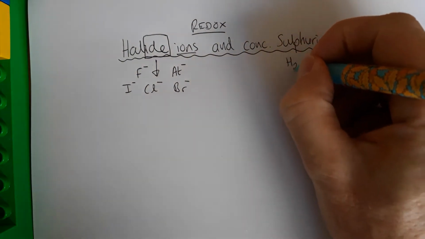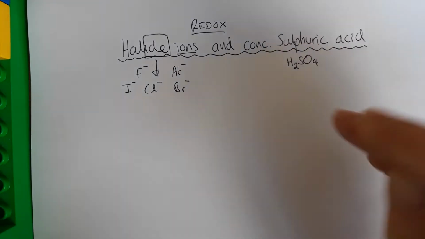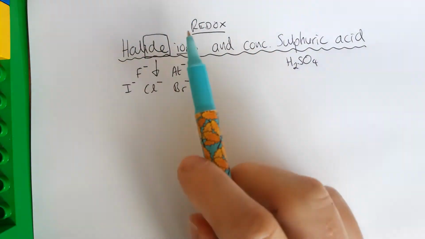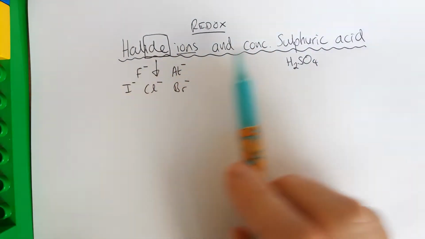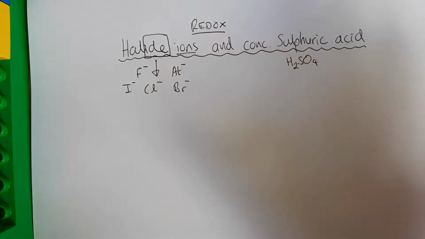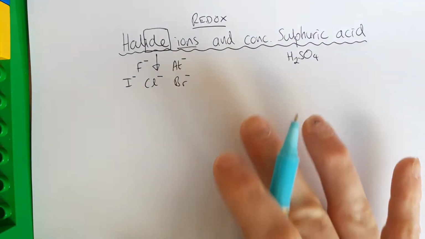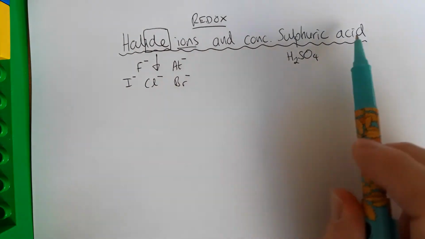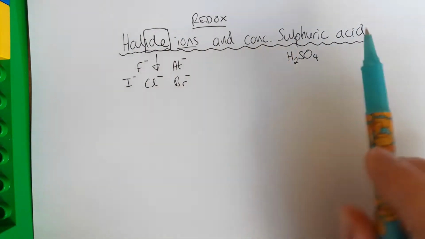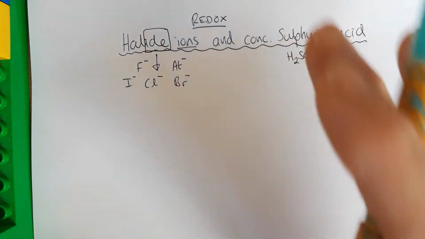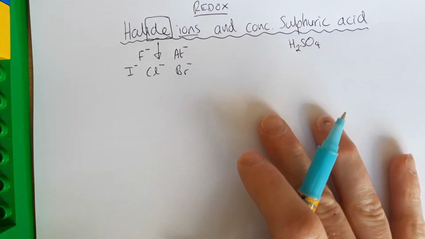Concentrated sulfuric acid is H2SO4. So this section is about very specific reactions between halide ions and sulfuric acid. And the examiner, therefore, in the exam questions, will ask you questions to do with halide ions and sulfuric. So once you pick up on these clues, it will be a lot easier.